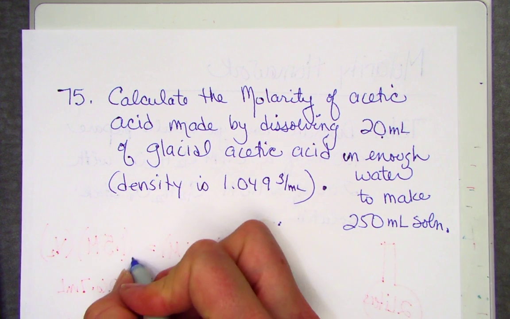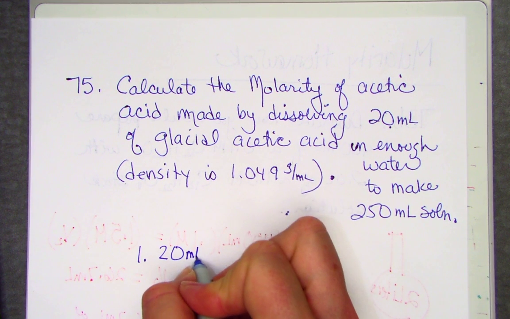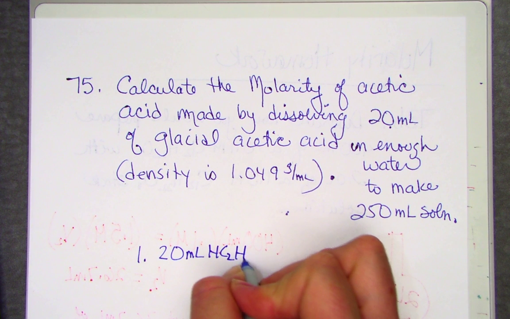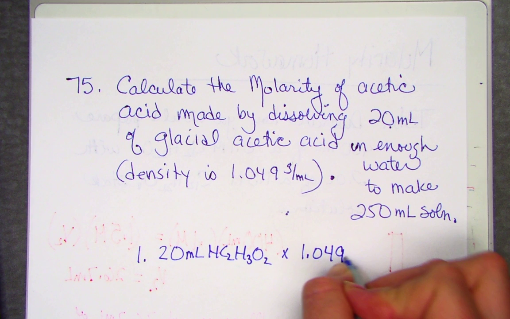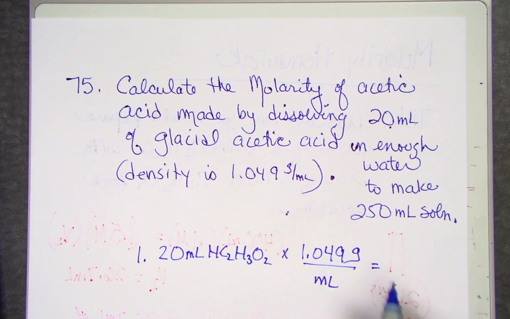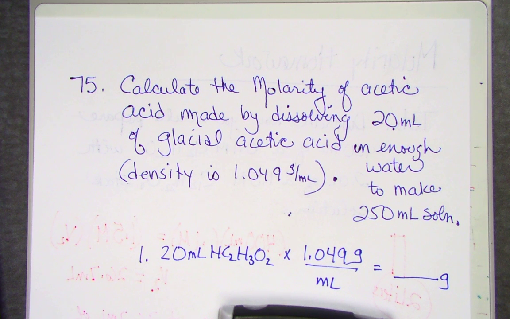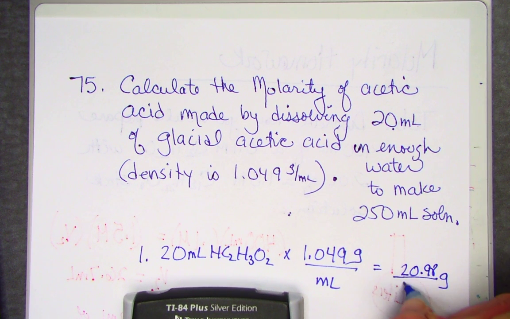The first step here is to simply take the 20 ml of glacial acetic acid and multiply that by the density of 1.049 grams per ml. Multiplying the density by volume converts a milliliter into a gram unit. So 20 times 1.049 gives us 20.98 grams. There's the mass of our acetic acid.